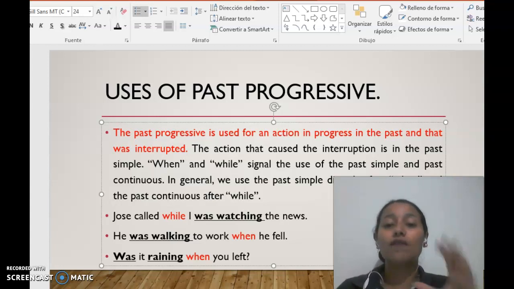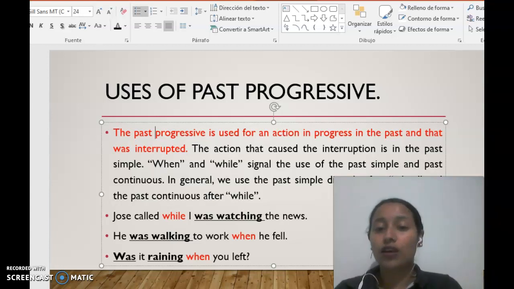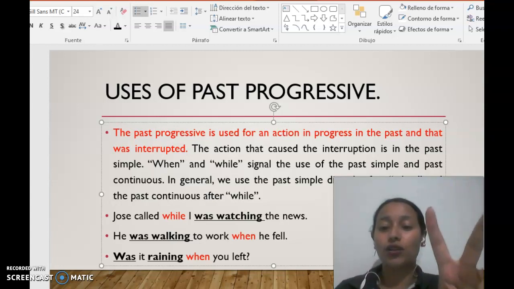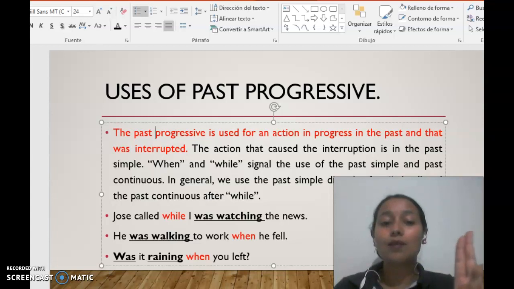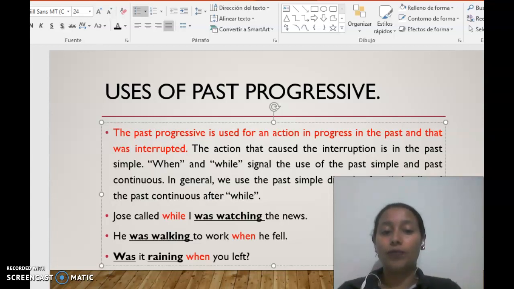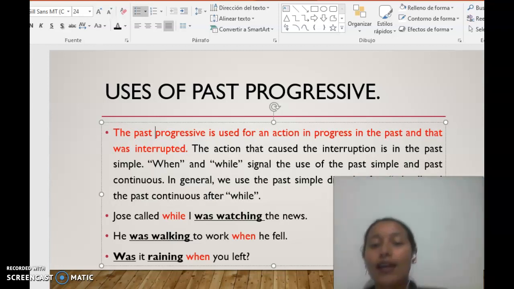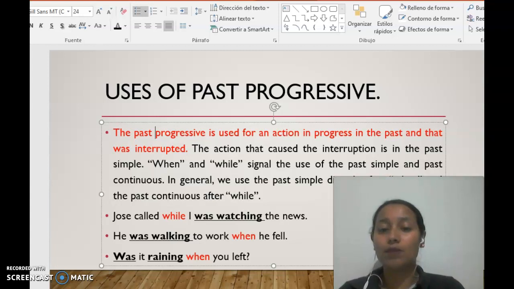So here we are talking about that in the past progressive, we can talk about two actions in the past, obviously. The action that caused the interruption is in the past simple. So here it says that the second action has to be written in simple past. So we have when and while as signal words. They signal the use of the past simple and past continuous. In general, we use the past simple directly after when and the past continuous after while.